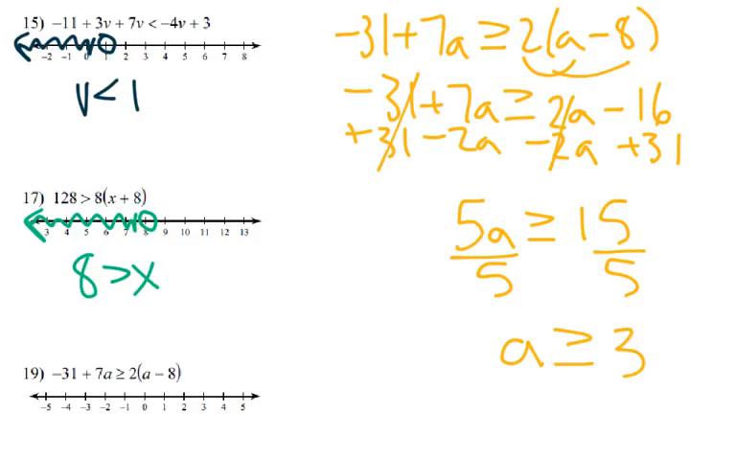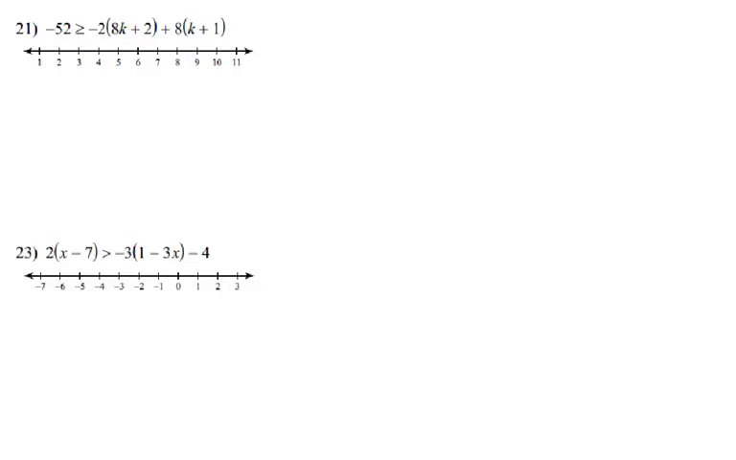So we go 3, closed circle because it's equal to. A is bigger, so we shade to the right. Okay, now the last two, more complex. We just keep doing the same thing.